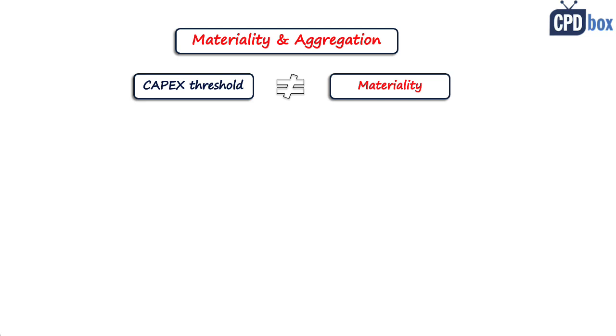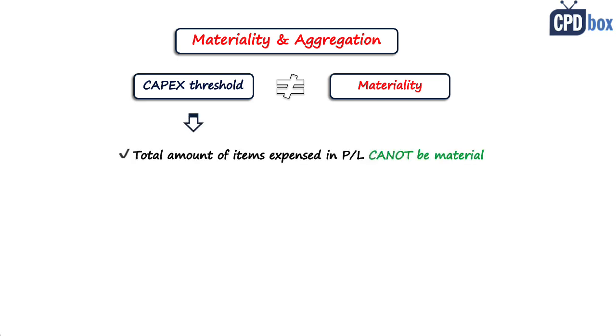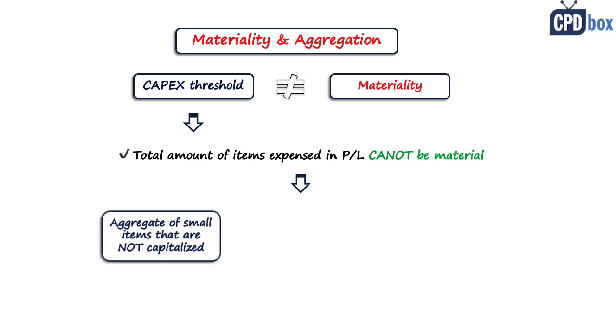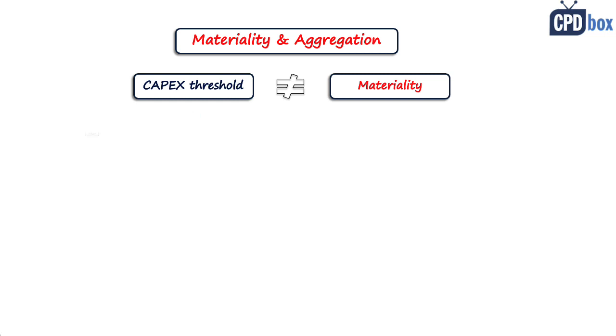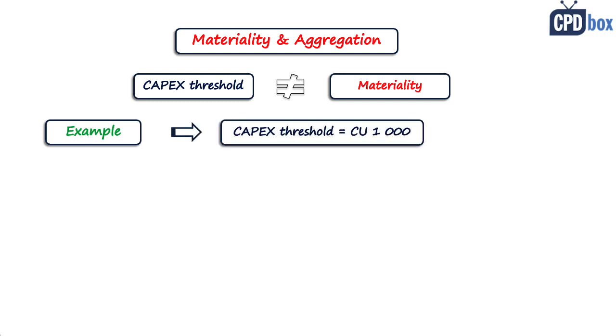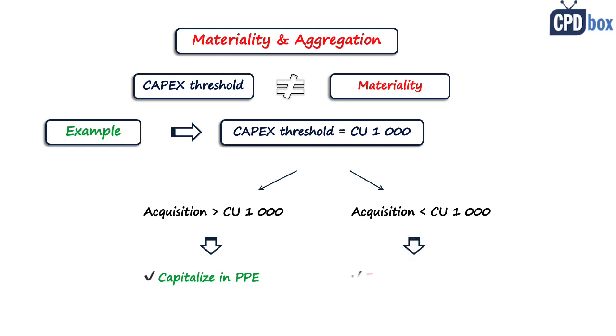Okay, so you set up your materiality. The CAPEX threshold is not a materiality, but it is very closely related to it and it's derived from it. So what is it? The CAPEX threshold should be set in a way that the total amount of items expensed in profit or loss is not material, right? So if the aggregate amount of small items not capitalized due to being lower than the threshold is lower than the materiality, then your threshold is set correctly. Let's say that you set the threshold of 1,000 currency units. So everything over 1,000 gets capitalized as it is significant, and everything below 1,000 is expensed in profit or loss.